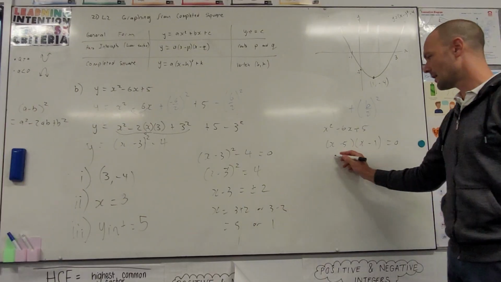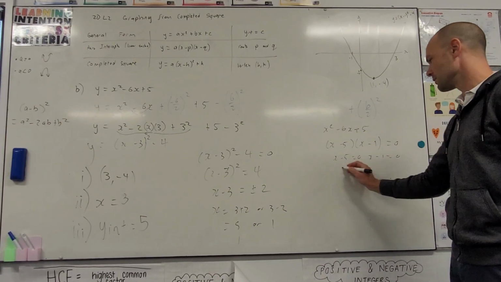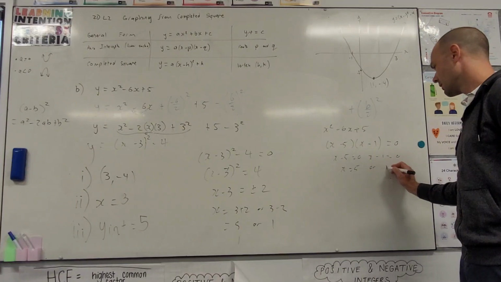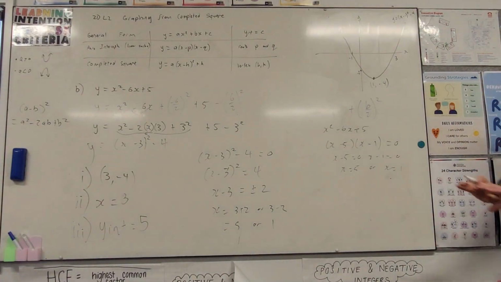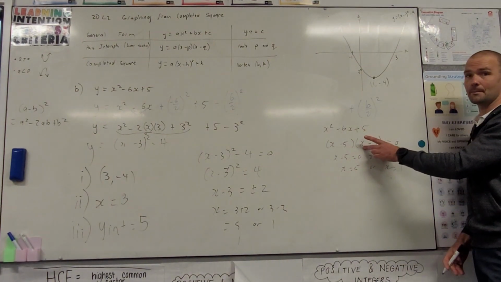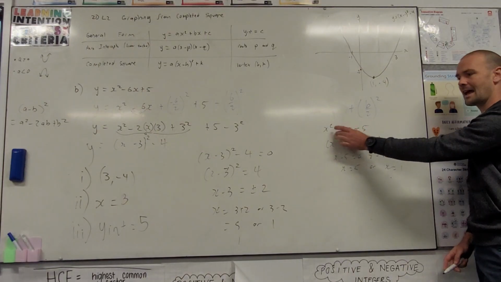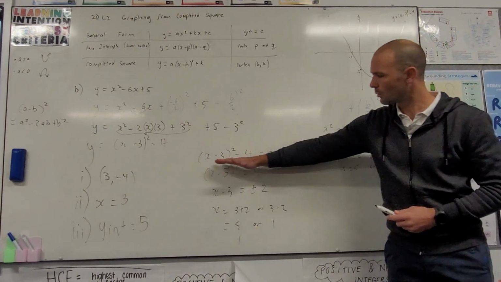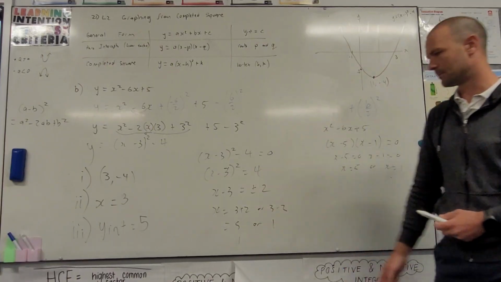And when you apply the null factor law, we get those same solutions. So when you're at this stage and you're asked to find the x-intercepts, you can do either process. This one probably requires a bit more thinking because you have to go, what are the factors that give me 5 and add to -6? Whereas here, all you're doing is solving the equation, moving it over, forming the square root, and simplifying.